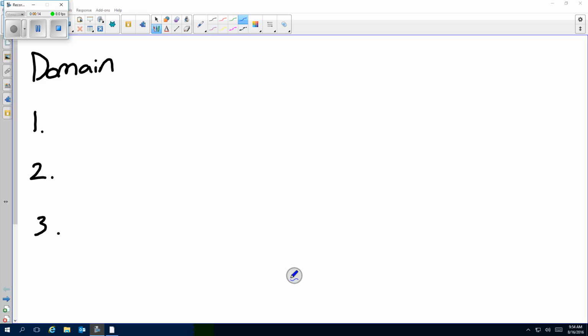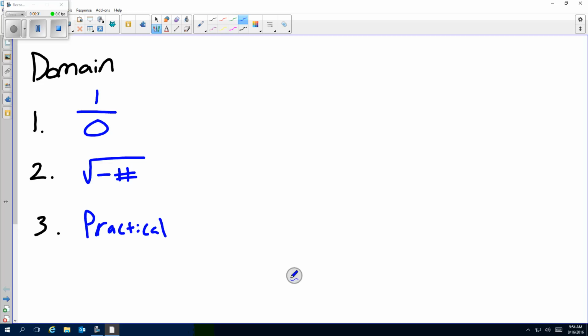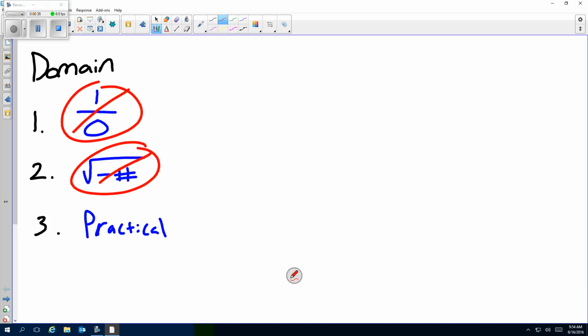There's a couple of rules about domain. The first and foremost rule is you can't have a 0 in the denominator, and you cannot have a negative number under the radical, and finally, you have to be practical. Am I right? So these are the no-nos, right? This is bad. This is bad. It's bad to be practical.